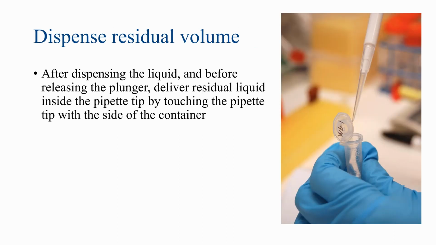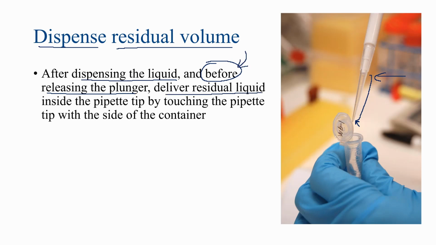And lastly, I want to discuss the idea of dispensing residual volume when you are dispensing liquid into a container. So here is a pipette, and let's assume that all the liquid in the pipette tip has virtually been dispensed, with the exception of some droplet or some liquid that remains inside the tip and is being a bit stubborn. So the idea here is that after dispensing the liquid and before releasing the plunger, and it's important to note that this is before you release the plunger, you want to deliver the residual liquid inside the pipette tip by touching the pipette tip with the side of the container, obviously the internal side of the container.